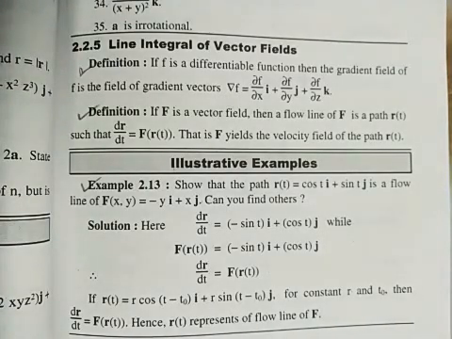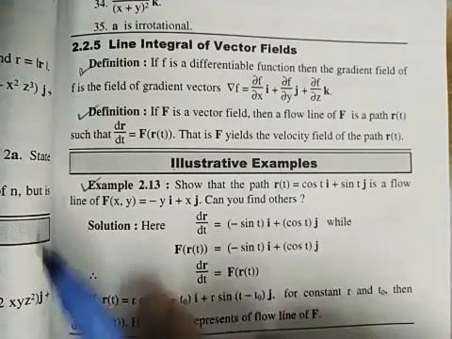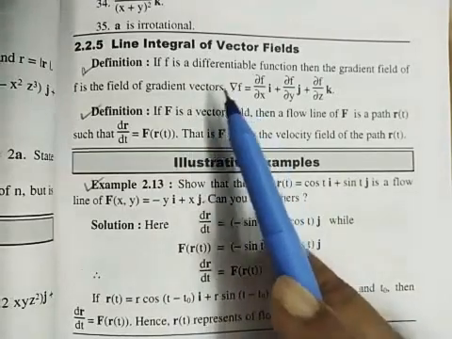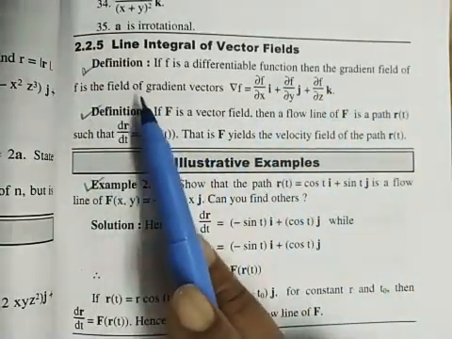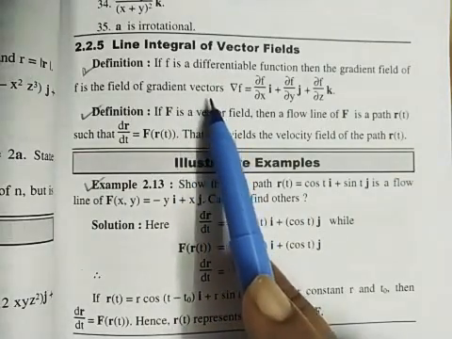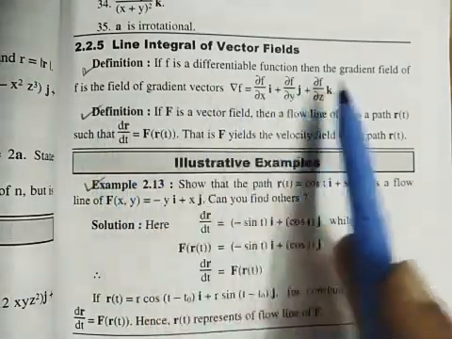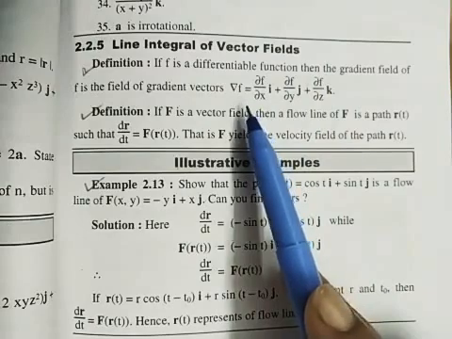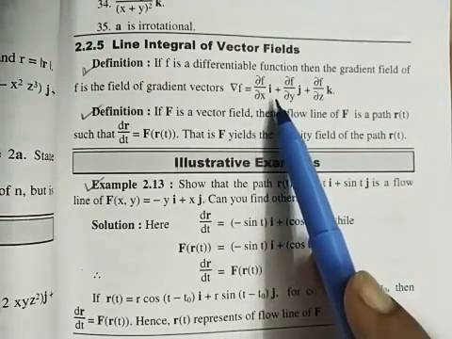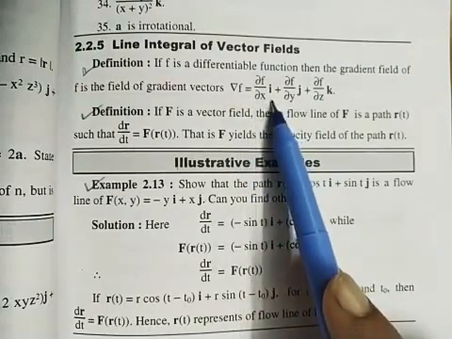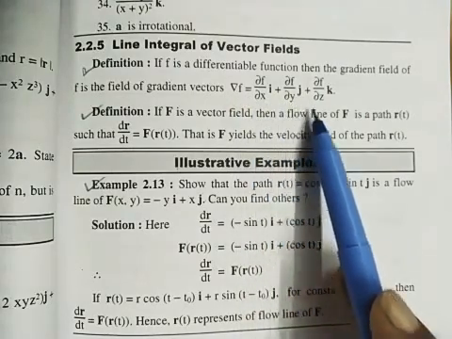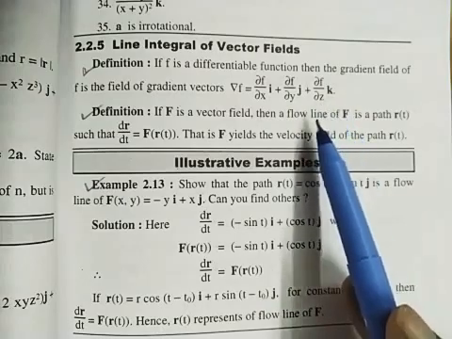First definition. In the last lecture we saw the definition of gradient. If f is a differentiable function, then the gradient field of f is the field of gradient vectors. That is, the gradient field is a field of gradient vectors. Grad f, or del f, is equal to ∂f/∂x i plus ∂f/∂y j plus ∂f/∂z k.